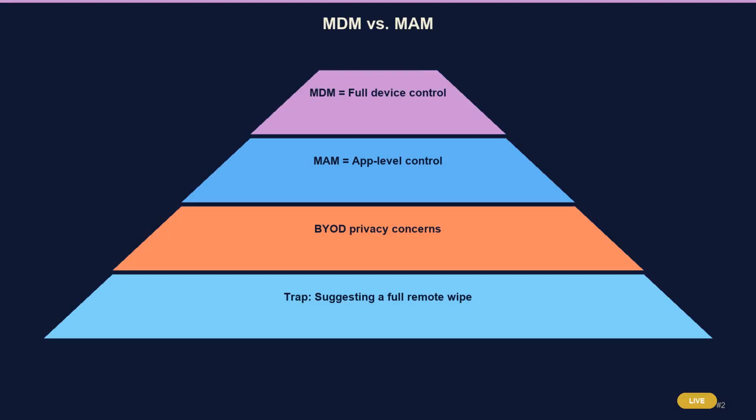Imagine a company giving you a locker. MDM is the company owning the whole locker and everything in it. MAM is the company just putting a small locked box inside your personal locker. Mobile device management controls the hardware. It can wipe the whole phone. Mobile application management only controls the corporate apps like Outlook.